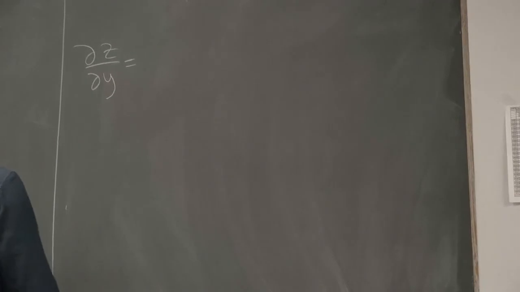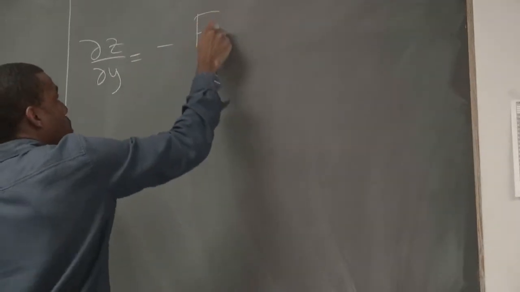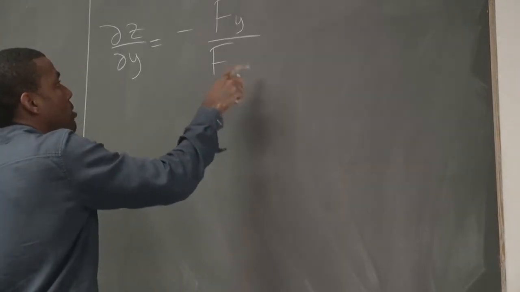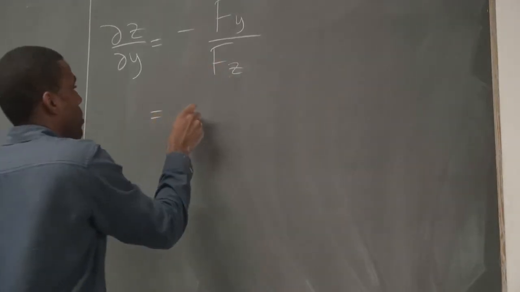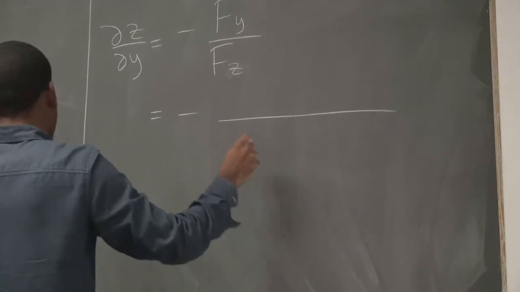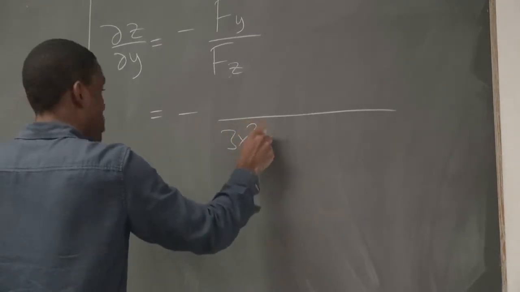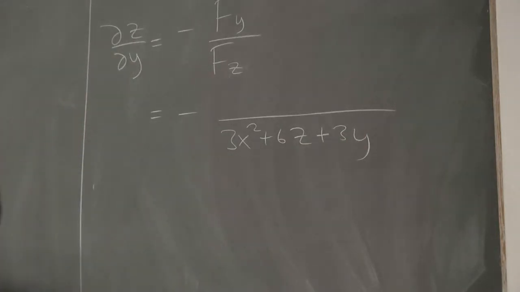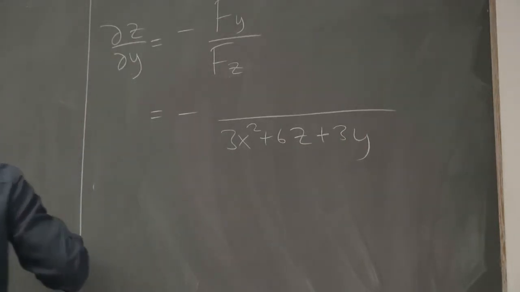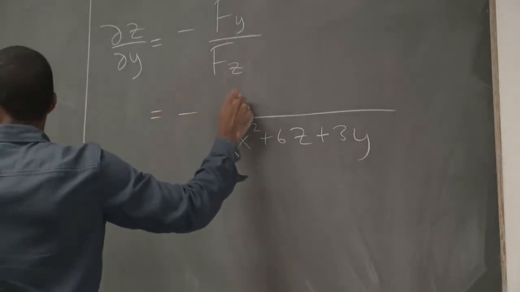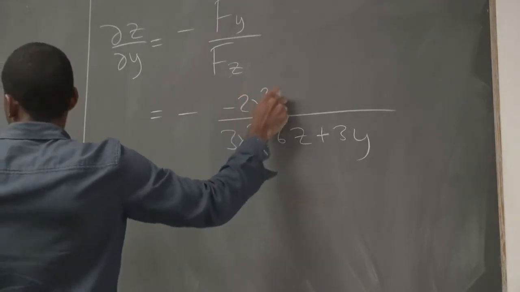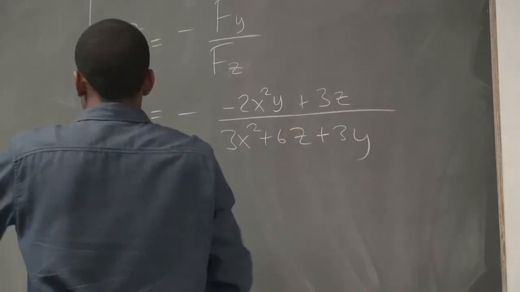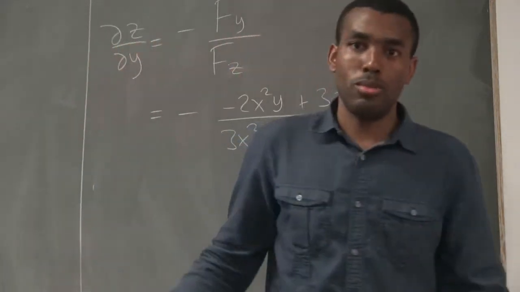Partial of z with respect to y. This is just going to be minus fy over fz. So the denominator is just going to look the same as that one: 3x squared plus 6z squared plus 3y. The top is just the partial of this with respect to y, which is going to be minus 2x squared y plus 3z. Done. One step.